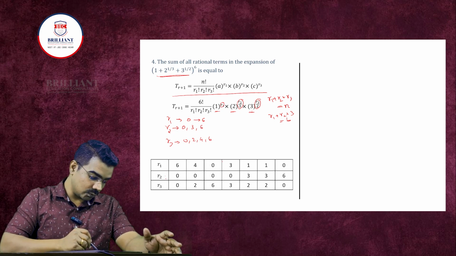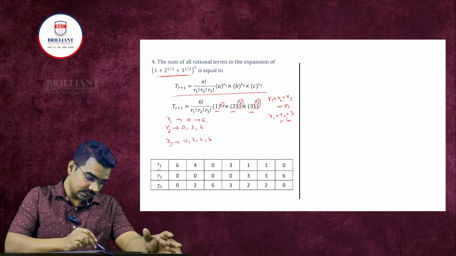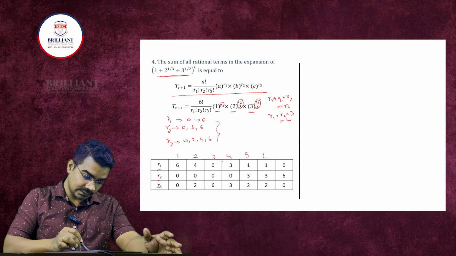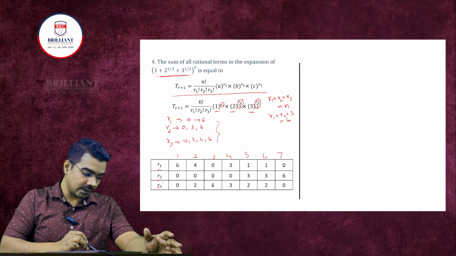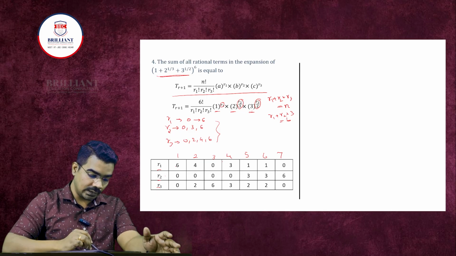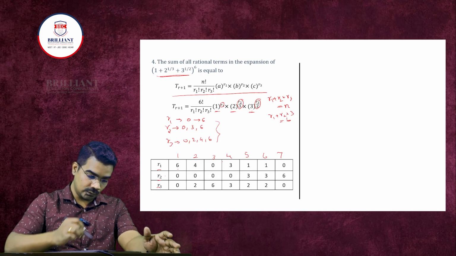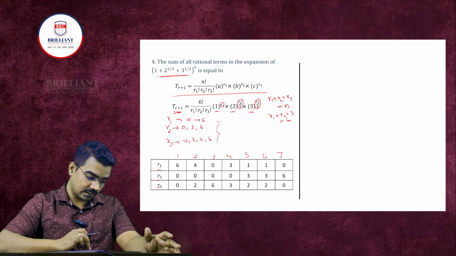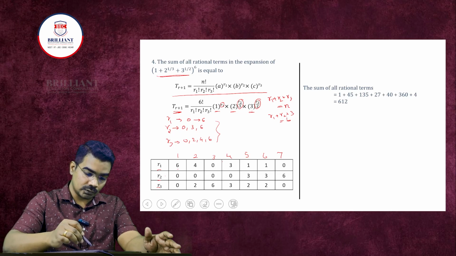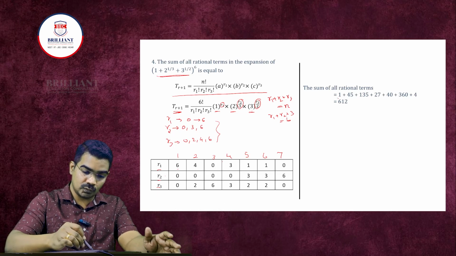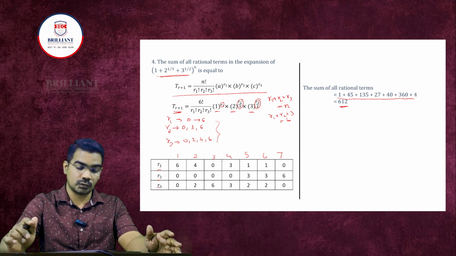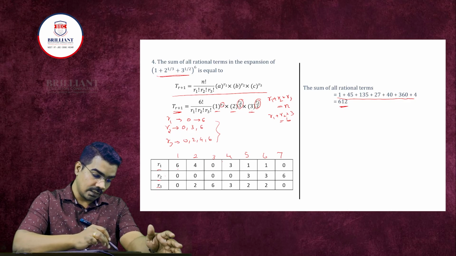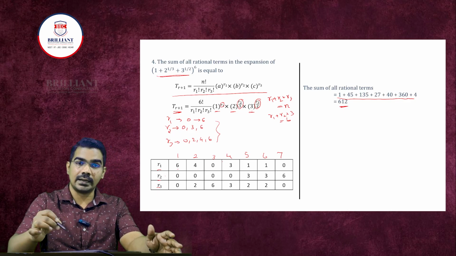So r1, r2, r3 are here. So the possible values are set here. So we get 7 sets of values for r1, r2 and r3. Once you get all these 7 sets of values, you substitute them back in the general term to get the 7 terms. Okay, so you substitute these values, you will get these, and the summation will be 612. So the final result, the sum of the rational terms, will be 612.